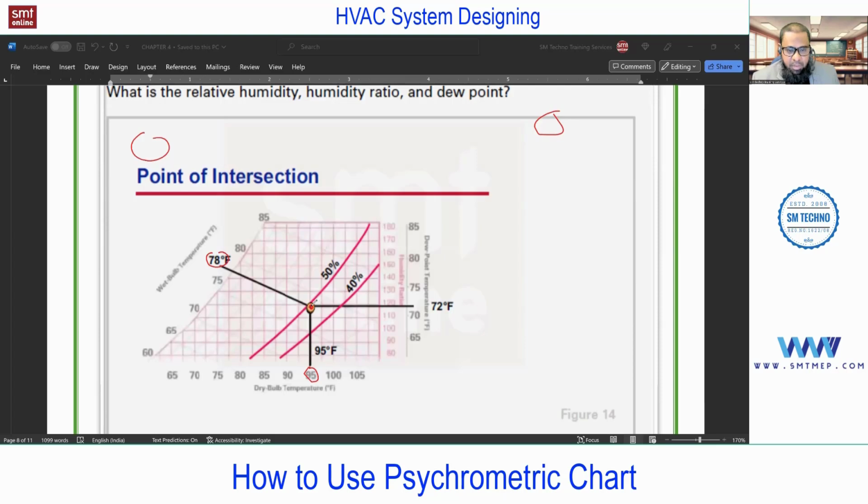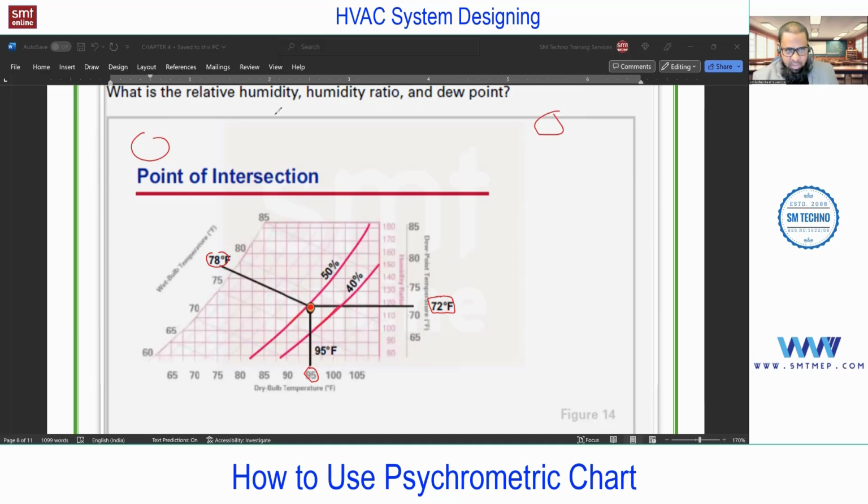This is a point. Once you get the point, if you go in the right direction, this is what? Dew point temperature. And on the same horizontal with a different scale, you will find humidity ratio also. I'll show you. And apart from this, you see this inclined line is 40, and close to this point, this RH line is showing 50. So RH we can say 50%.